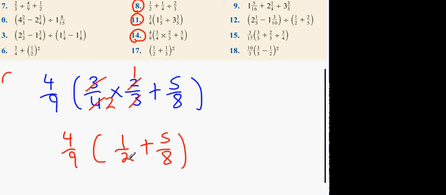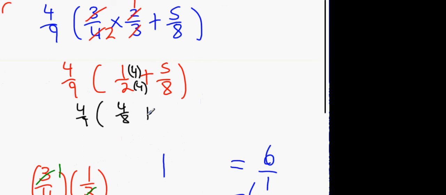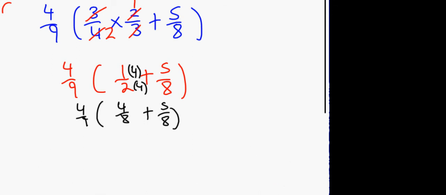Now we've got to decide what to do with the half. What do we need to do with the half, Sean? It's being added to 5/8, so you have to put it into an equivalent fraction. And what equivalent fraction would that be? 2 by 4. Multiply by 4 to get eighths. And what are we going to get then? 4/8 plus 5/8. And what do we get? 9/8. Okay. So we're going to get 4/9 multiplied by 9/8.